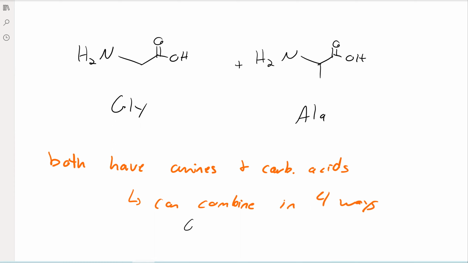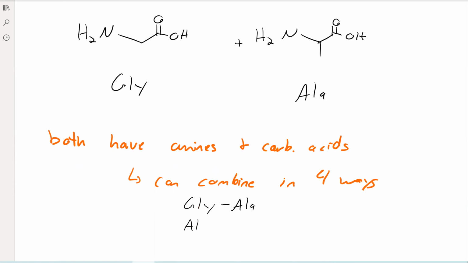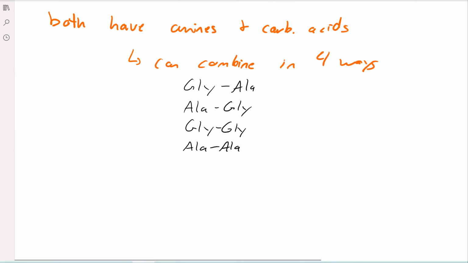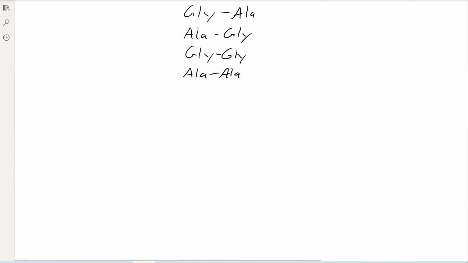For example, we could have a glycine form a peptide bond with an alanine, or we could have the other way around. We could have the alanine first, then the glycine, or they could react with themselves, right? So you could end up with 2 glycines or 2 alanines, or even more than just 2, right? You could have a polypeptide form when all you want is just a dipeptide. And so how do we get around this issue? It's relatively simple. We just use protecting groups.